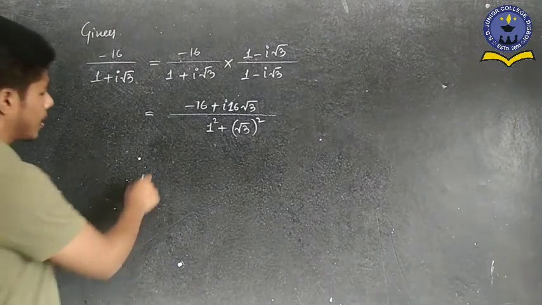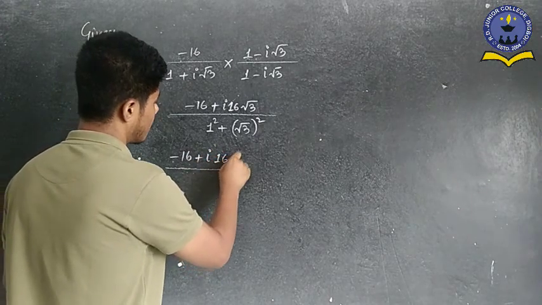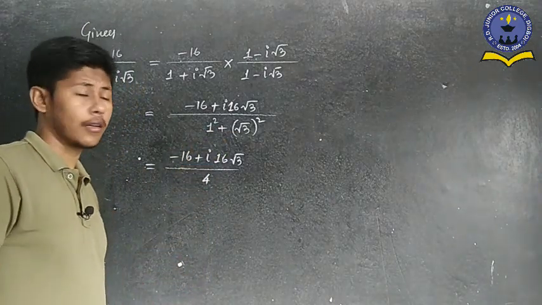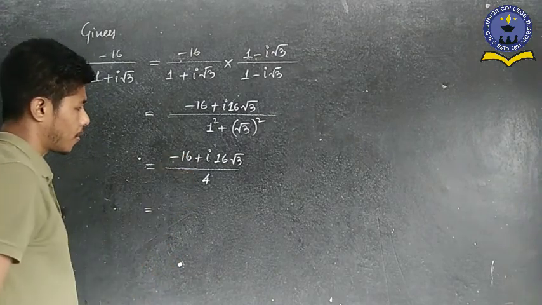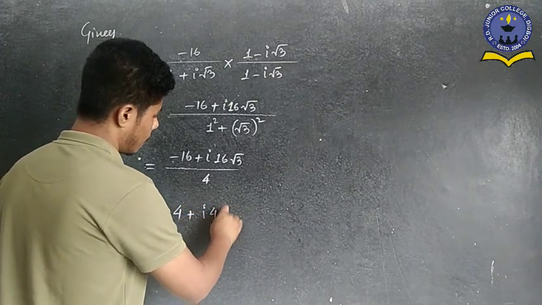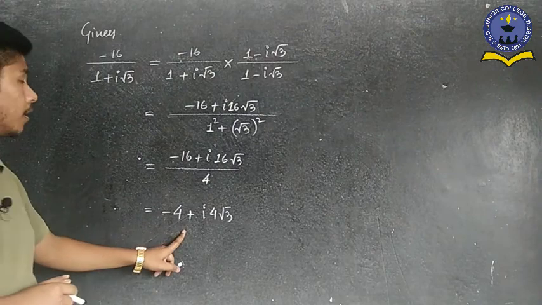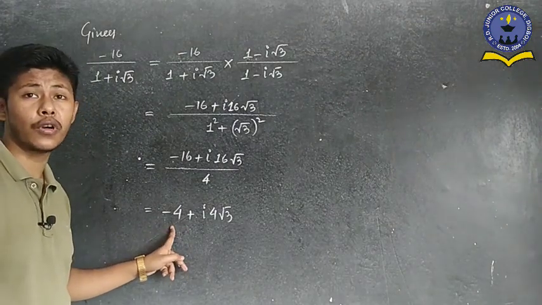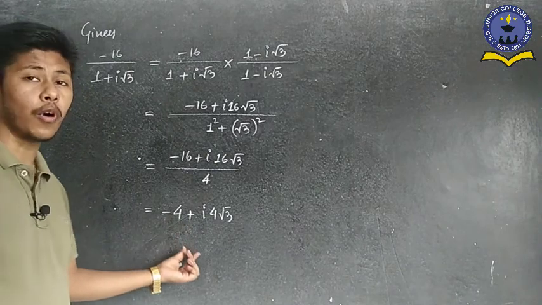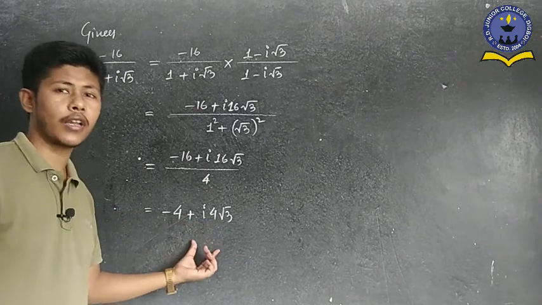Is it clear? So ultimately if we calculate this, we get minus 16 plus i 16 root 3 divided by 4, since 1 plus 3 is 4. Now if we separate this result, minus 16 by 4 is minus 4, plus i 4 root 3. So converting this into a plus ib form, the result is minus 4 plus i 4 root 3. This is a complex number in the form a plus ib. From here we start our question, and we have to convert this complex number into polar form.